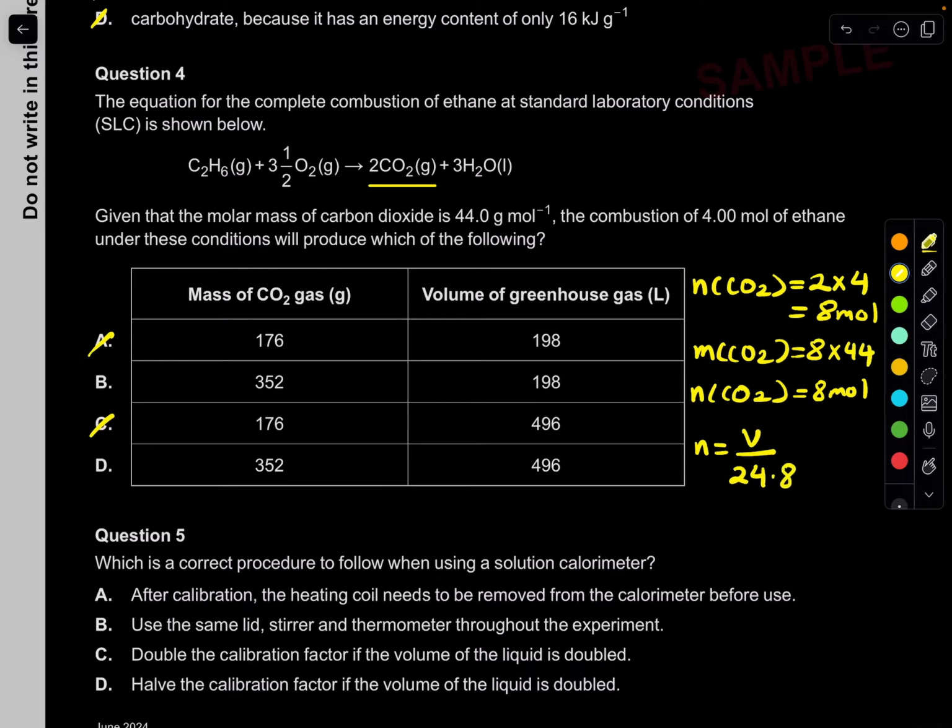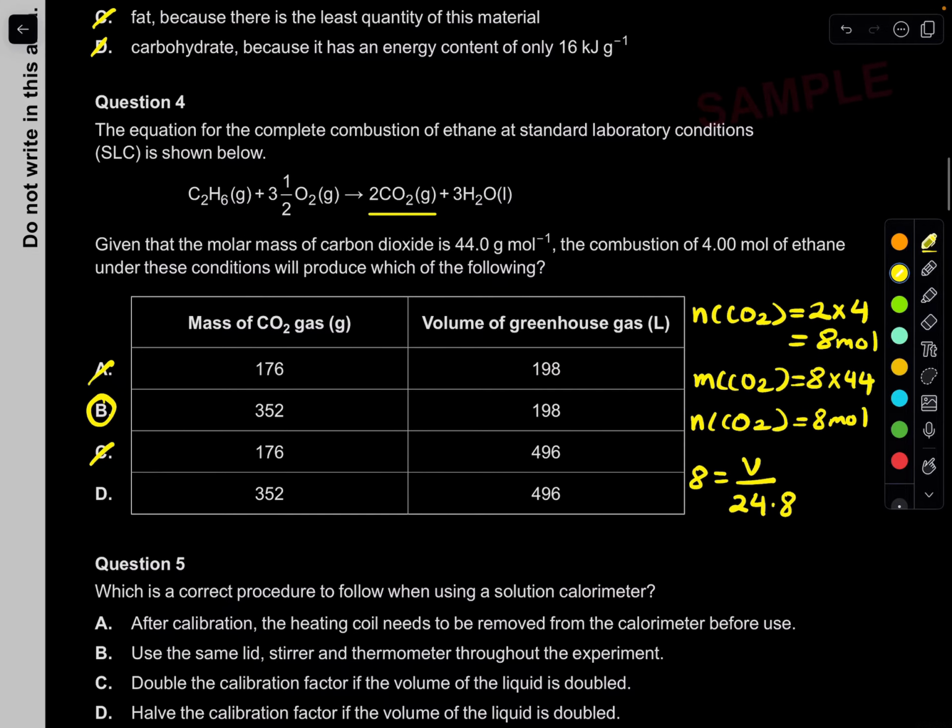So, our N is 8 in this case, and we can calculate the volume of CO2. So 8 times 24.8, 198.4, which is actually B. Choose B as your answer.